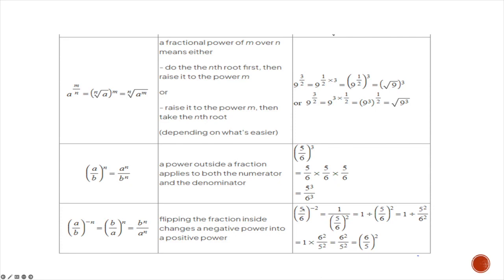See the example, 5 over 6 to the power minus 2. So what we have to do, we can take positive power and reciprocal, 6 over 5. The calculation like this, 1 over (5 over 6) to the power 2. So 1 divided by this value. If it is multiplied, this is reciprocal. 6 to the power 2 over 5 to the power 2.